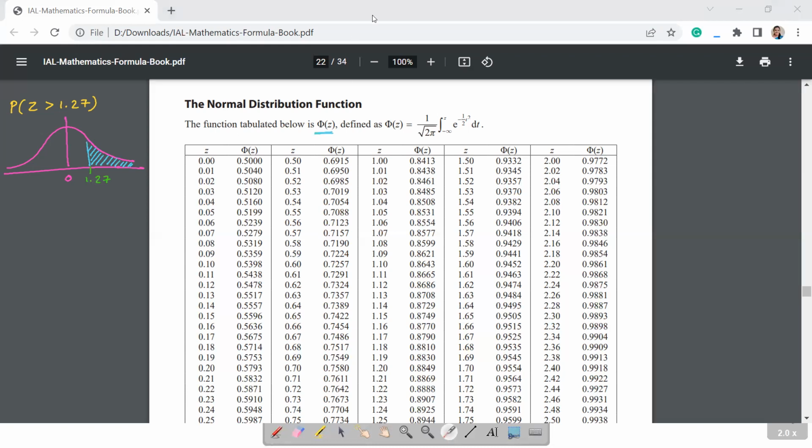You guys can see they have defined the phi z function. Do you recall the phi z function? We were defining our areas for phi z. So what is phi z? Phi z is the probability that z is smaller than that particular sample z. In other words, phi z gives you the area.